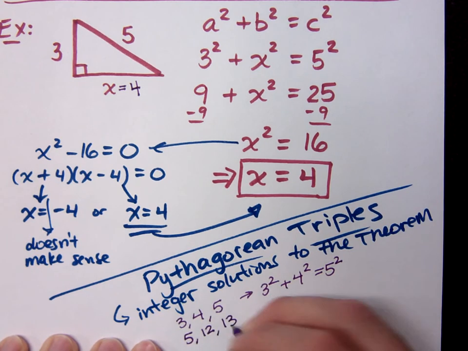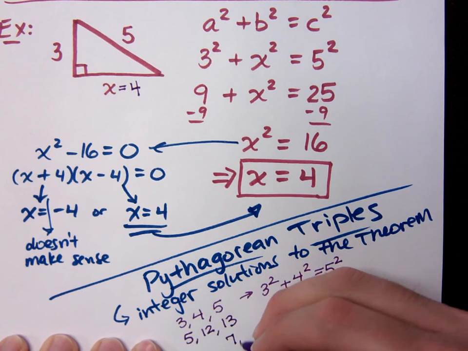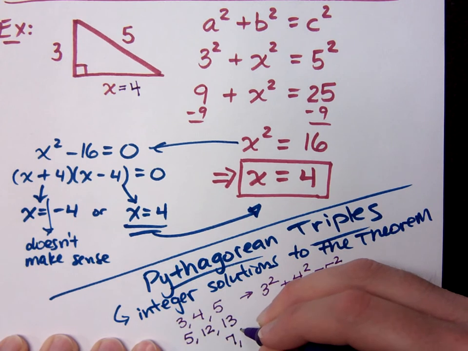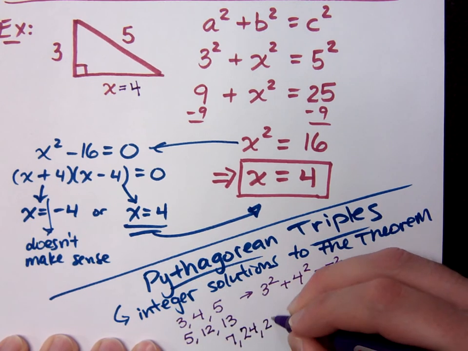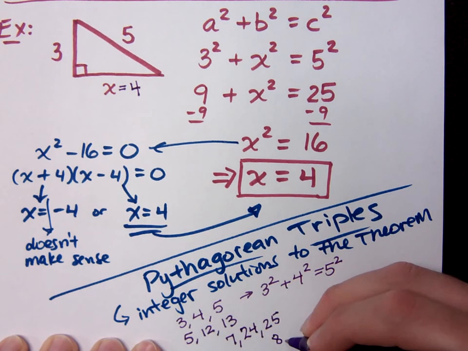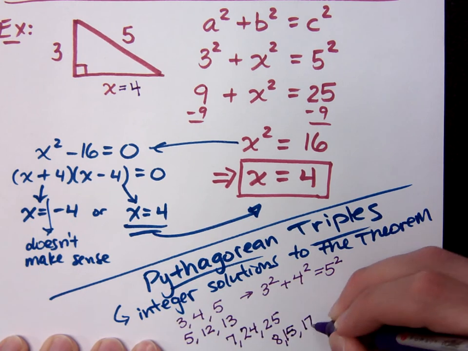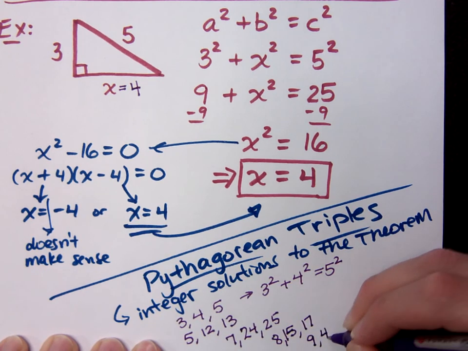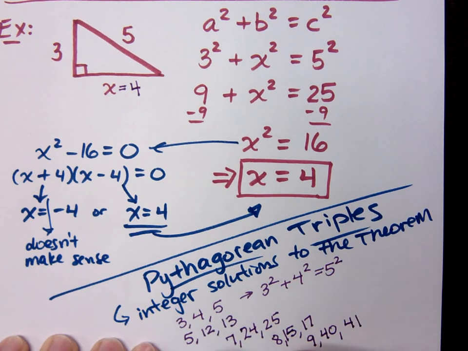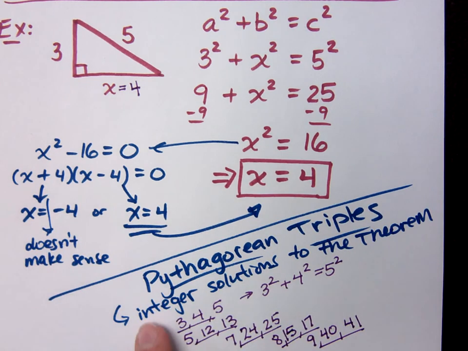Okay? Some other common ones that you may see: 5, 12, 13. 7, 24, 25. 8, 15, 17. And 9, 40, 41. All of these guys are Pythagorean triples. Now, there are an infinite number of Pythagorean triples. There are some where the numbers get really, really huge. But what we need to understand about these is that these are all relatively prime numbers. There's no common factor for all of these guys.